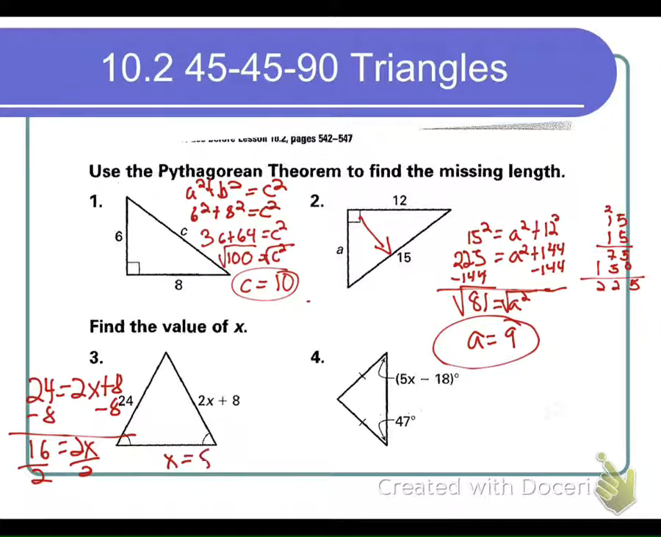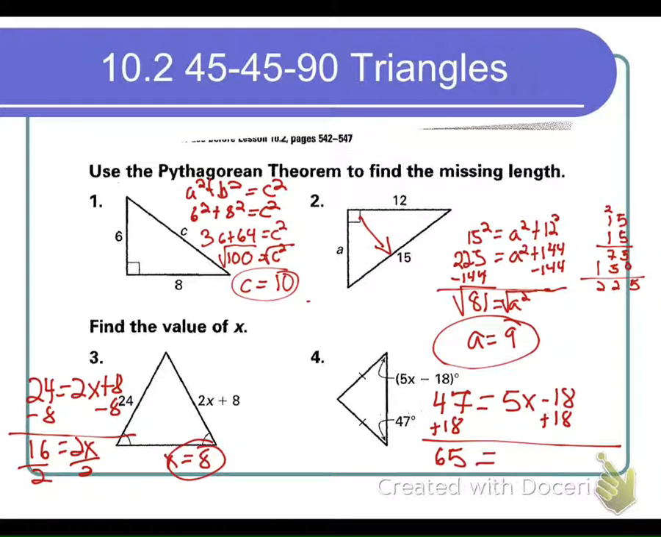X equals 8. Okay, our next two, you now see congruent sides. Angles opposite of congruent sides are congruent. So we know that 47 is going to equal 5x minus 18. We're going to add 18 to both sides because it's what doesn't have an x. Yep, 5x equals 65. We're going to divide by 5. And x equals 13. Nice job.